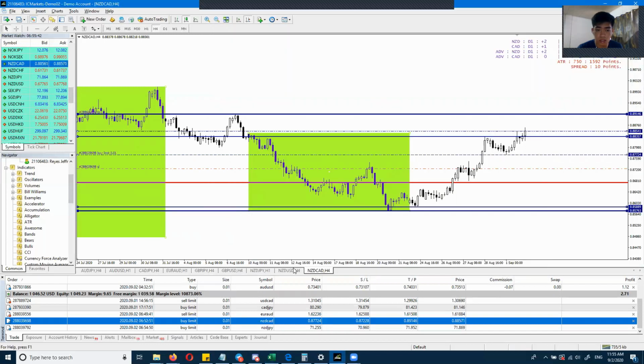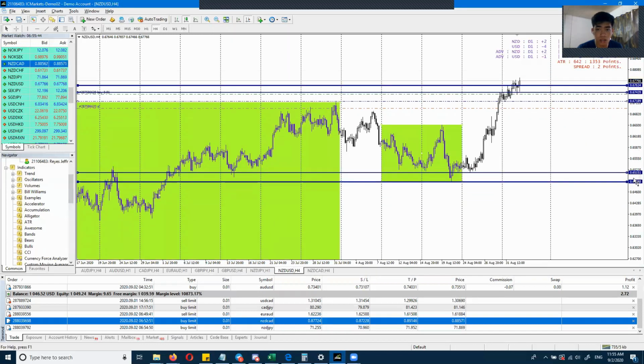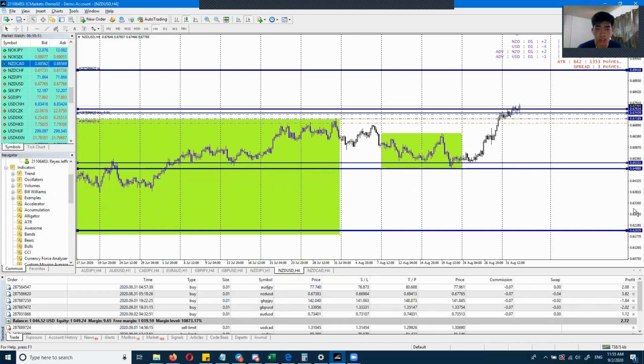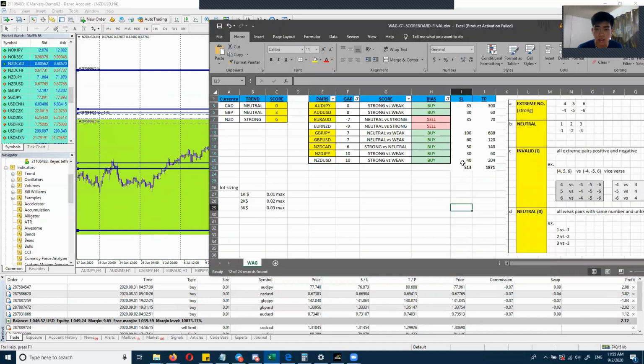NZD-USD. Sa NZD-USD, meron na akong current position. Ayan. So kaya lang natin siya. So yung TP natin is ayun yung next line. Medyo matagal-tagal para saan abutin. So 40 by 200 po. So balikan natin tong Euro NZD.